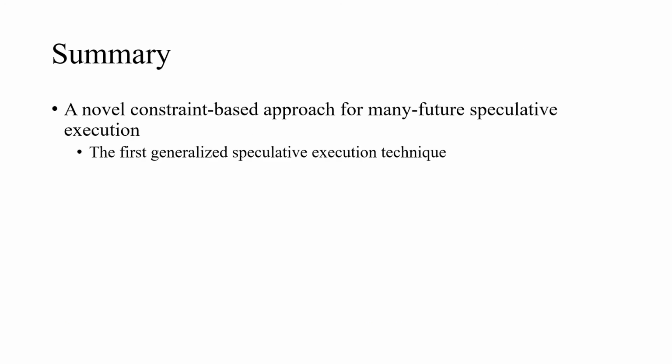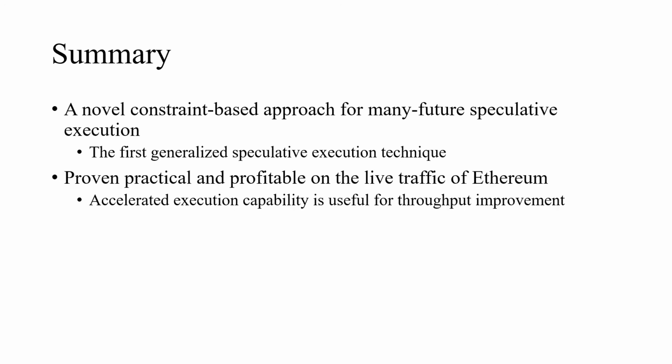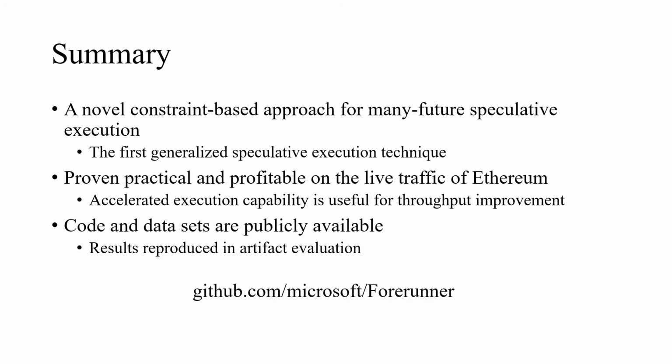In this paper, we introduce a novel constraint-based speculative execution approach. This approach is intellectually intriguing because it is the first many-future speculative execution technique, which generalizes how pre-executions can be leveraged to accelerate the actual execution. We propose an implementation in Ethereum and conduct the evaluation on the blockchain's live traffic. Our results show that such a generalized construction can be very profitable in a real system. This accelerated execution capability can be used to increase Ethereum's throughput in its foundational layer. Our code and data are publicly available, and our results are reproducible as verified in the artifact evaluation.